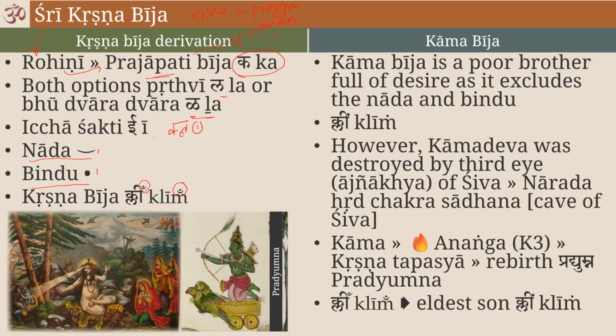The second sound is... Wait, let me do the sounds. Ka, la, e, nada, bindu. You see, ka, la, e, nada, bindu, cling. Each of these sounds has to be pronounced very, very clearly and nicely. Cling.